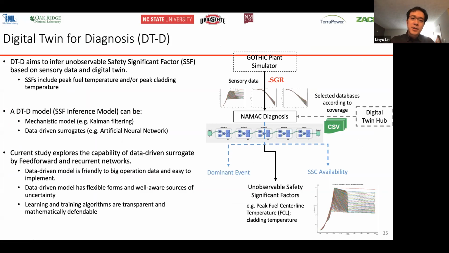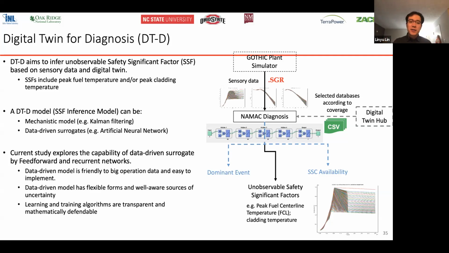A diagnosis model can be a mechanistic model like what we have in Kalman filtering, which is one of the classic approaches. The diagnosis model can also be a data-driven surrogate. It can be implemented with artificial neural nets. In the current study, we're exploring the capability of data-driven surrogates by feed-forward networks and recurrent networks.